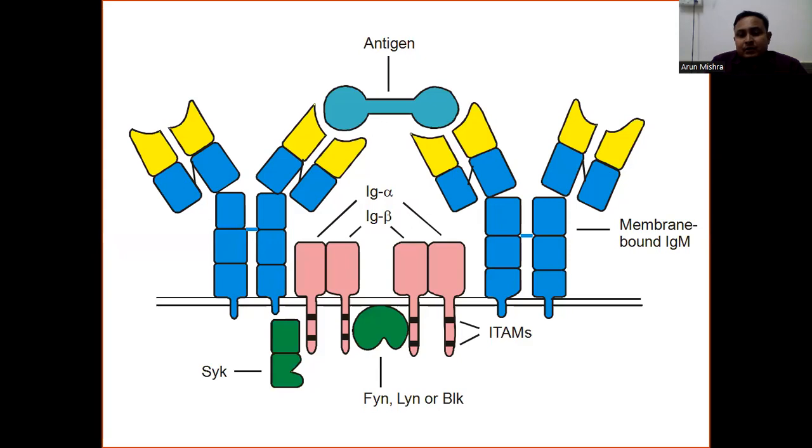You can see here the structure of Fyn, Lyn, and Blk. You can see here the items also, Ig alpha and Ig beta sequences, including the antigen.